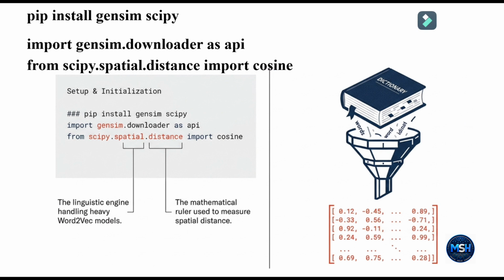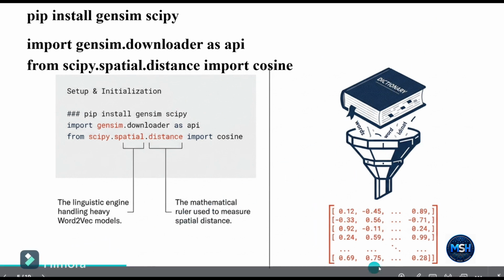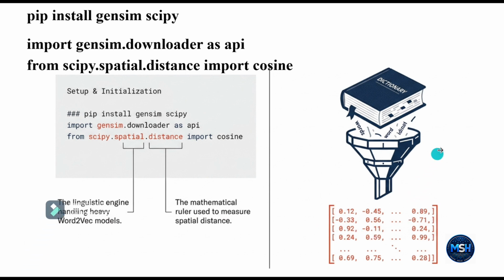Next, cosine is used to find the similarity between words, or the distance between two words. As we can see in the diagram, we have a dictionary of words. The computer doesn't understand word meanings, so we convert each word into a vector form.